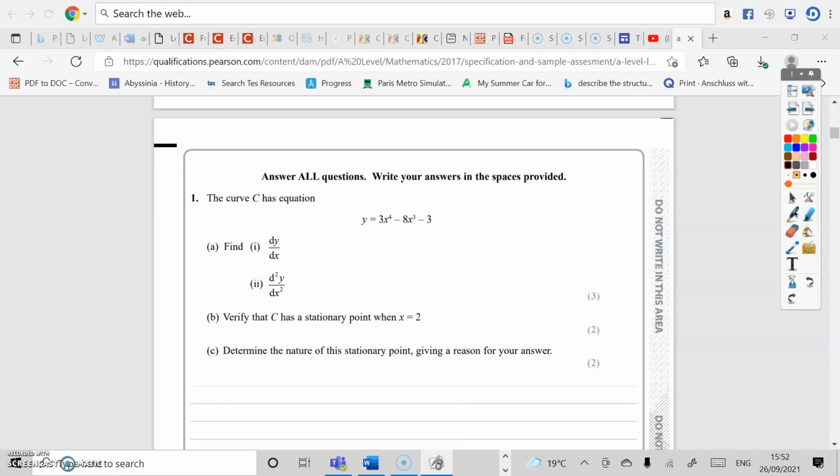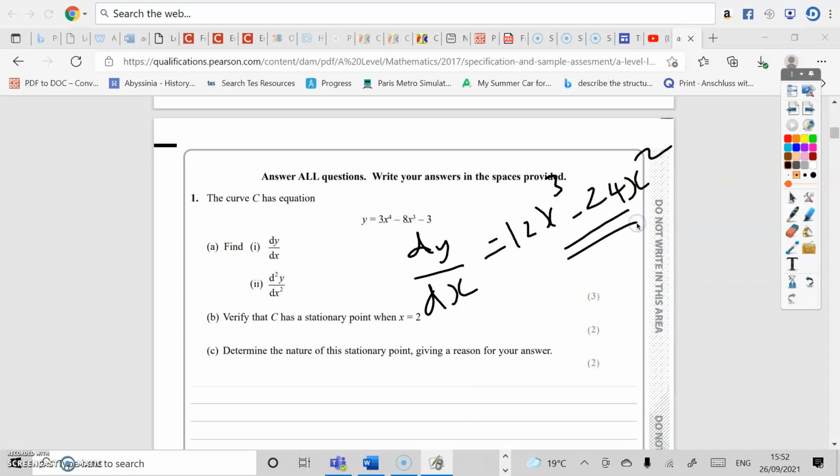Okay, this is question number 1. The curve C has equation y equals 3x to the 4 minus 8x cubed minus 3. Part A, part 1, find dy by dx. So, dy by dx, bring the power down and take 1 off the power. So we're going to end up with 12x cubed minus 24x squared. That's part 1.